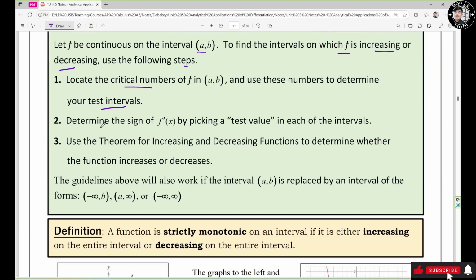Number 2, determine the sign of f prime of s by picking a test value in each of the intervals. Step number 3, use the theorem for increasing and decreasing functions to determine whether the function is increasing or decreasing. The guidelines above will also work if the interval a, b is replaced by an interval of the forms negative infinity to b, a to positive infinity, or negative infinity to positive infinity.